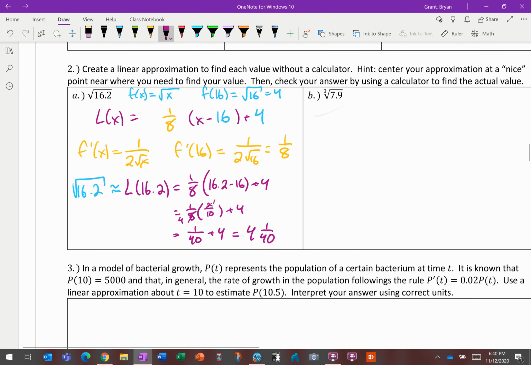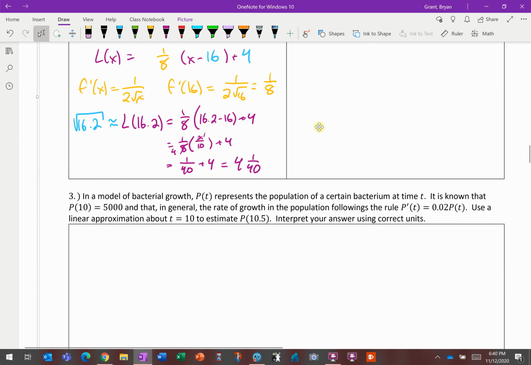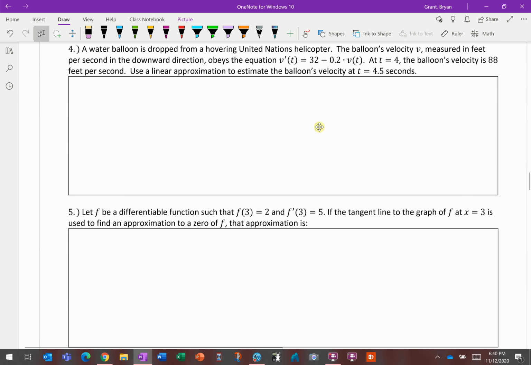Okay, so the rest of this is on your own. You have plenty of background to get this done. This is a cube root function, so be careful with that. It's not going to be f of x equals the square root of x. It's f of x equals the cube root of x, and you'll need to pick a cube root that's pretty nice, and the rest of these aren't too terrible.